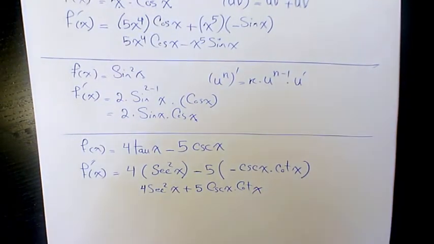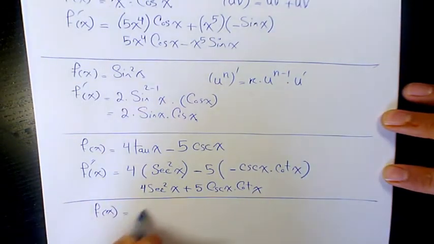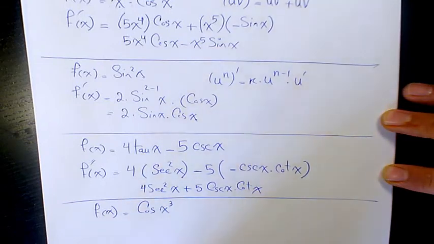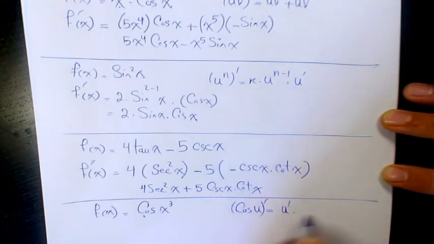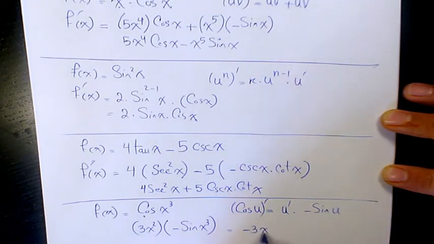Next example. f of x is equal to cosine of x to the power of 3. Which will be, so when you have cosine u, derivative will be u prime times negative sine u. Which in this case is going to be 3x squared, which is the derivative of x cubed, times negative sine x cubed, which will be negative 3x squared sine x cubed.